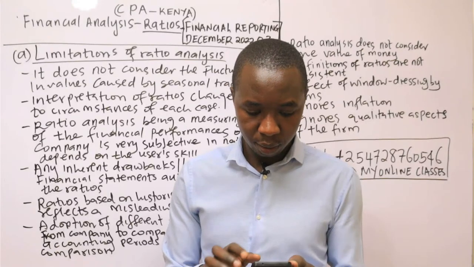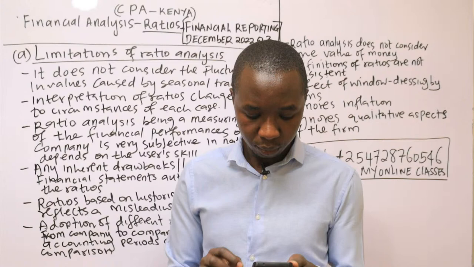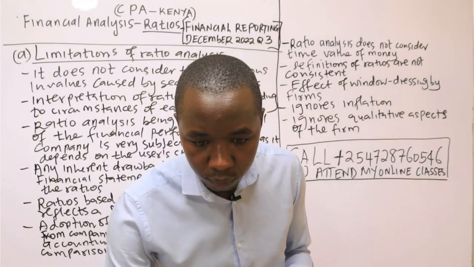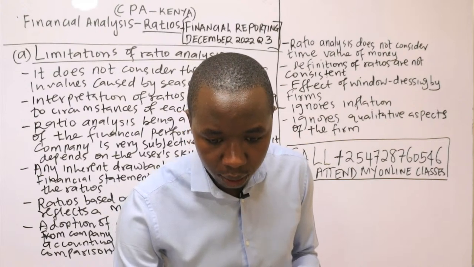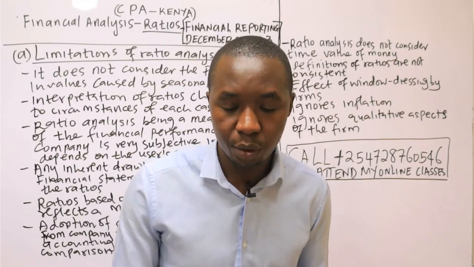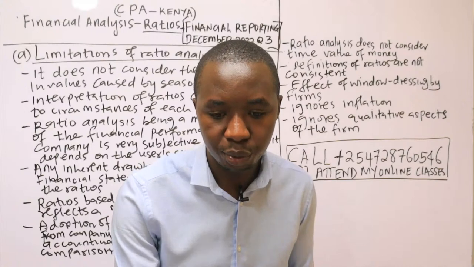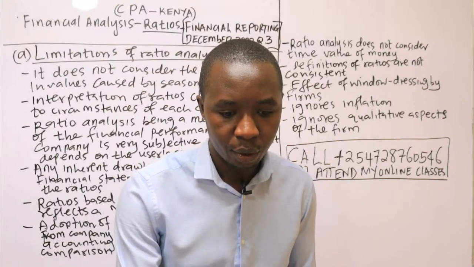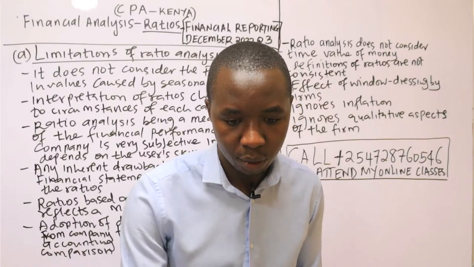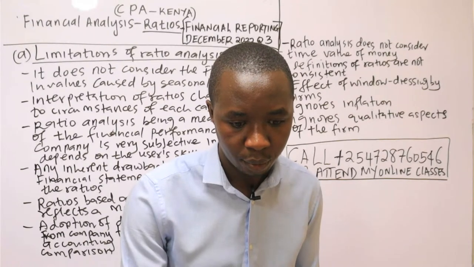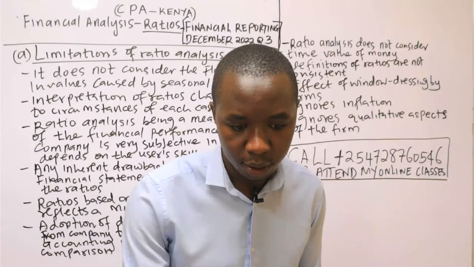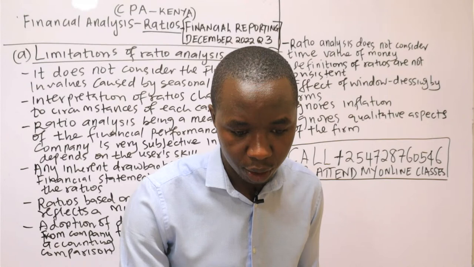So financial reporting, which year? December 2022, question three, as I also opened from my end. In that question, what you are provided with is the statement of financial position for two consecutive periods. Other than the statements of financial position, you are given the statement of profit and loss. Then there was no additional information. So what the examiner was requiring you to do is some ratios based on what?